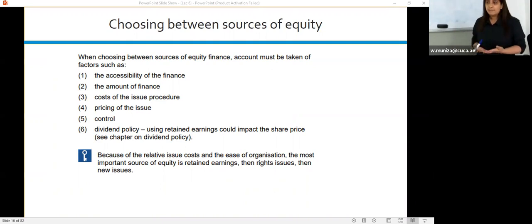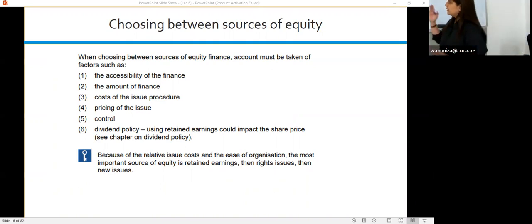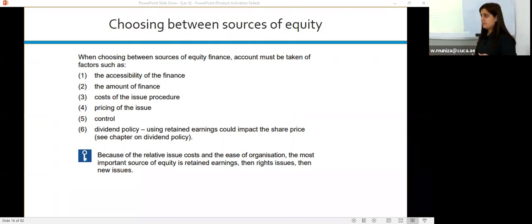Now, choosing between sources of equity, which source of equity you must adopt depends upon the circumstances of the company and the circumstances of the market. When choosing between sources of equity finance, either to issue to the general public, go for the rights issue, or use retained earnings, upon which factors is it dependent? The accessibility of the finance, like we have discussed for quoted and unquoted companies. The amount of finance, how much is required. If the amount required is lesser, we can go for retained earnings only. If the amount is a little higher, then a rights issue is recommendable, or the third option is a new external share issue.